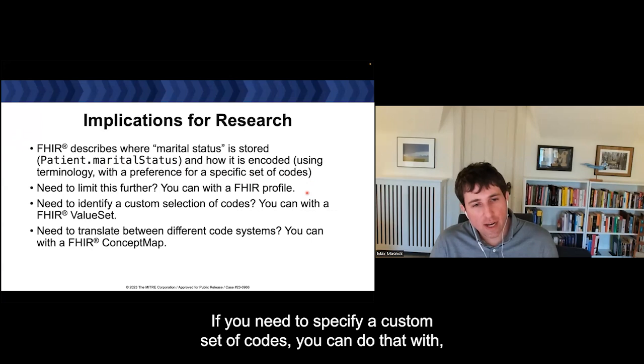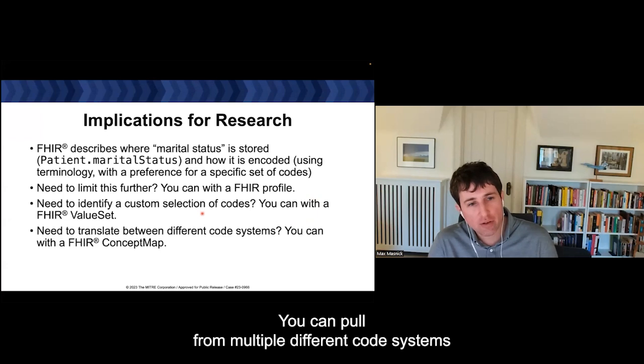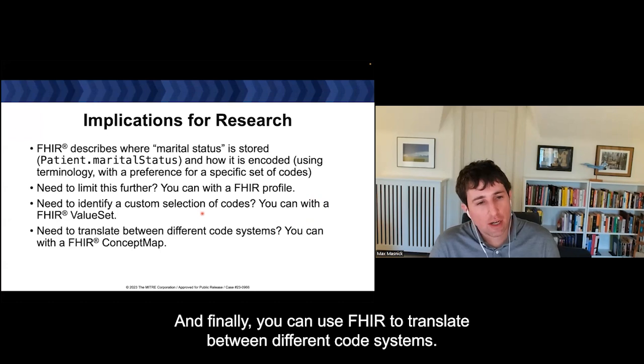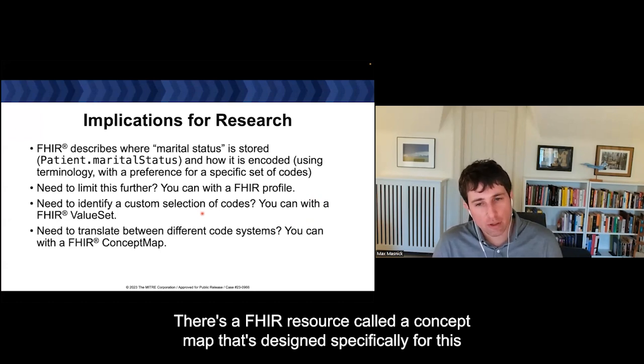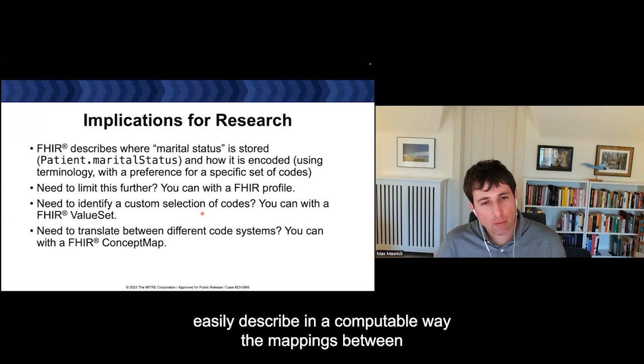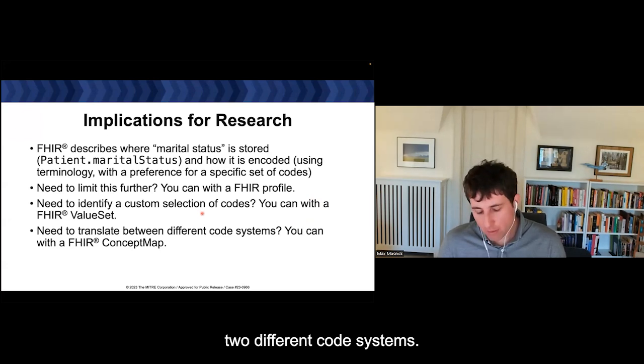If you need to specify a custom set of codes, you can do that with a value set. You can pull from multiple different code systems into a value set to get exactly the set of codes that you need. And finally, you can use FHIR to translate between different code systems. There's a FHIR resource called a concept map that's designed specifically for this. And that allows you to relatively easily describe in a computable way the mappings between two different code systems.